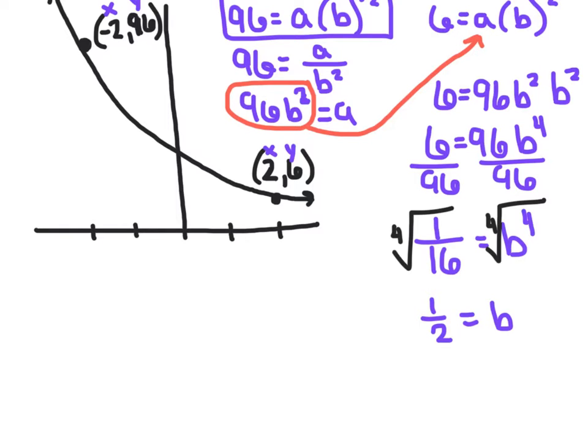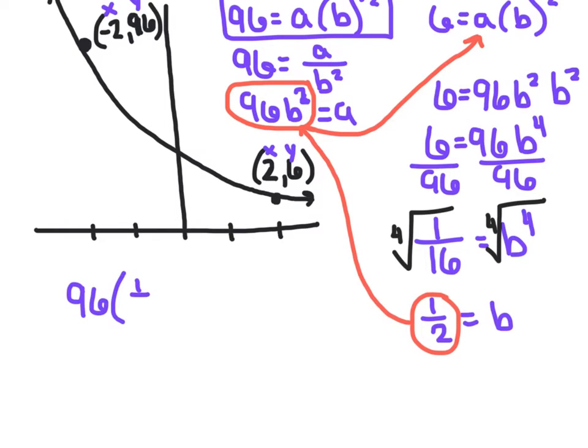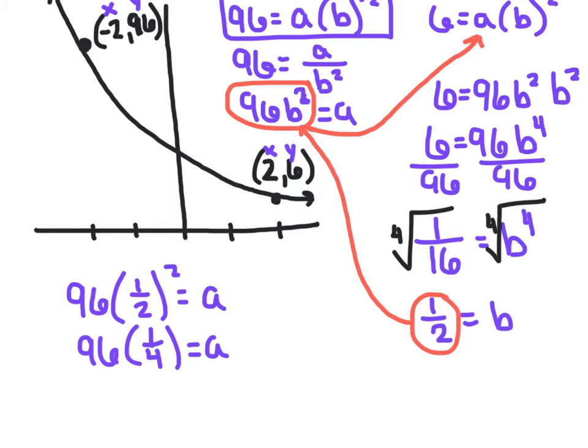So what I'm going to do is take this value of b and substitute it back in and solve for a. So we know 96 times 1/2 squared equals a, or 96 times 1/4 equals a, and I believe that's going to turn out to be 24 equals a.